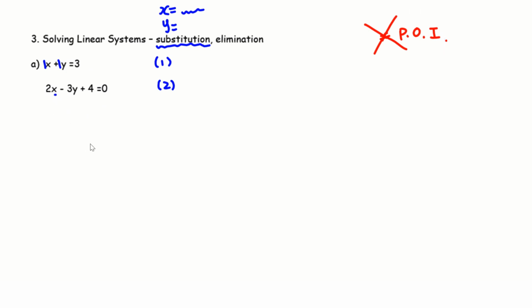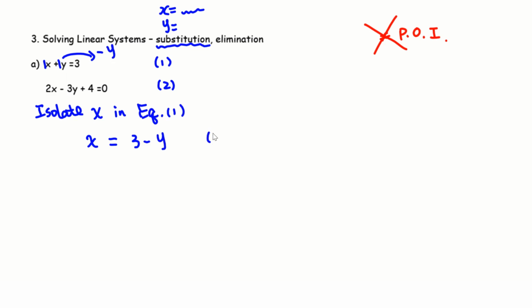So if you don't have a 1 at the front of one variable, then elimination will be the better method to use. So this one we have 1 at the front, we can pick one of the variables to isolate. So we could isolate one of the variables, maybe x, in equation 1. So we are going to have x by itself, move the y to the other side. So the opposite operation will be take away y. So this is equation 3.